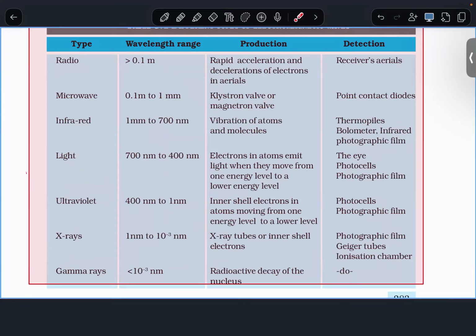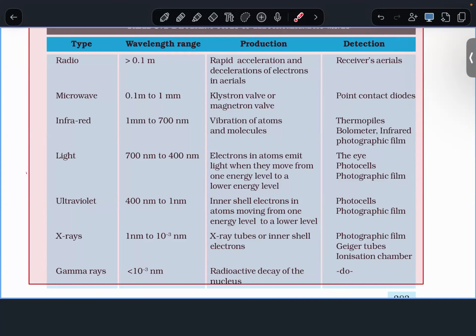Radio waves: production by rapid acceleration and deceleration of electrons in aerials. Antenna basically for radio waves. Microwave: klystron valve, magnetron valve, Gunn diode. Detection: point contact diodes. Infrared: vibrations of atoms and molecules. Detection: thermopile, bolometer, infrared photographic film. Light: electrons in atoms emit light when they move from one energy level to a lower energy level. Detection: eye, photocells, photographic film.